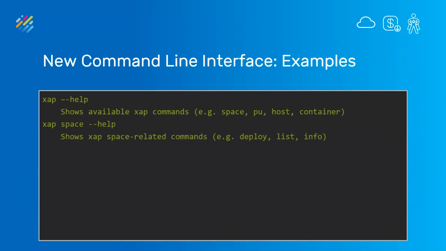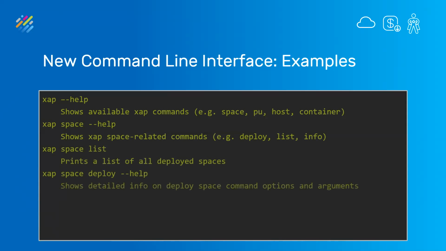For example, deploy a space, list spaces, information about a specific space, etc. Now let's say I want to list the spaces. So I just type zap space list. This will print a list of all the deployed spaces. And now let's say I want to deploy a space, but I'm not sure which options or parameters I should use. So I type zap space deploy --help. And then I get information about all the space options I can use.